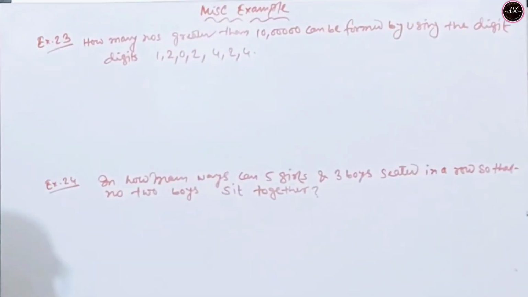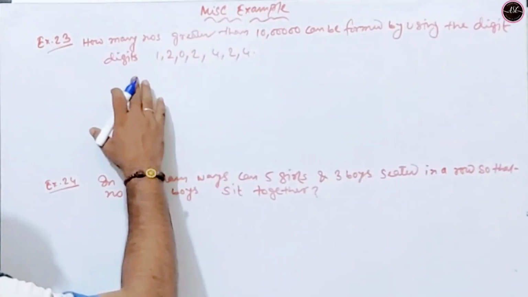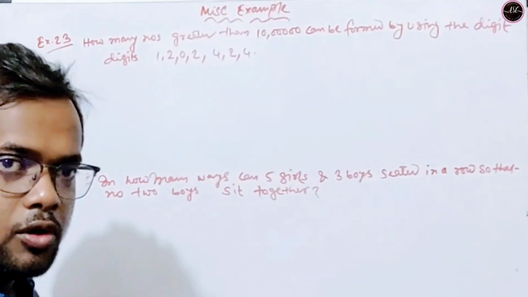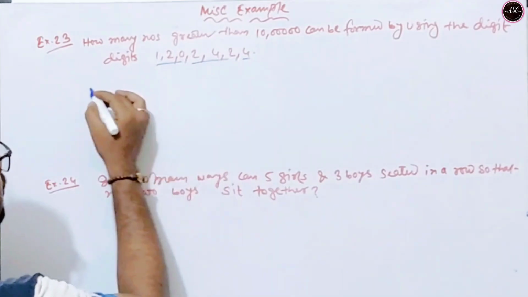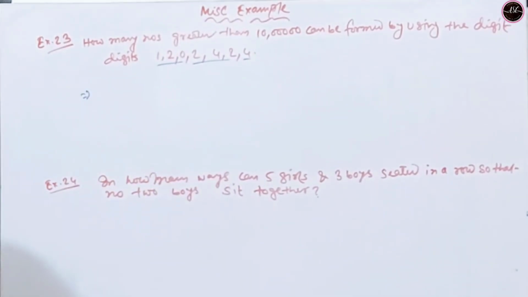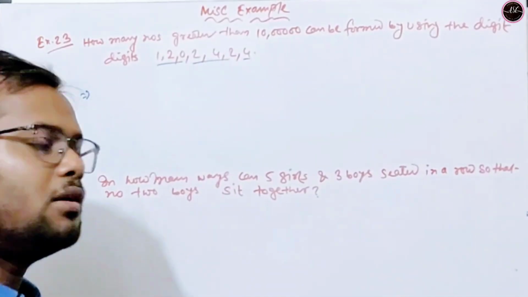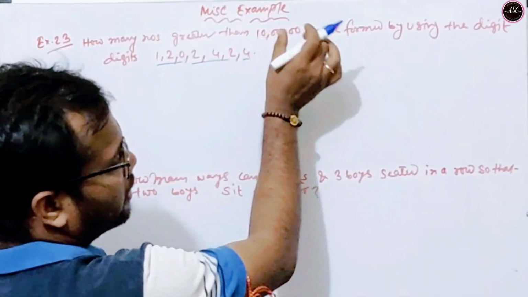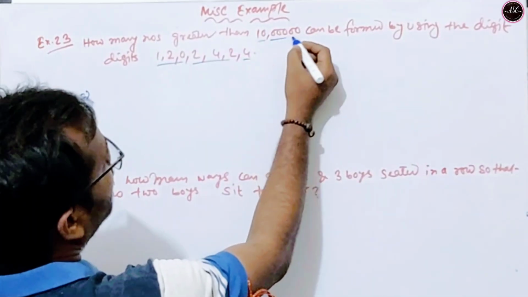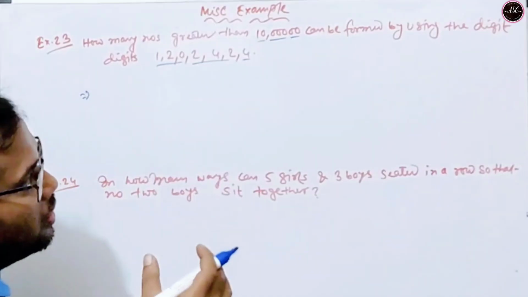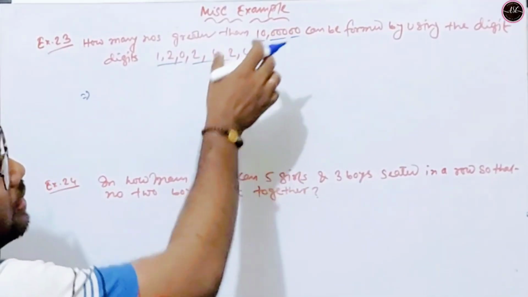Okay. Now look at this question. How many numbers greater than 10 lakhs can be formed using the digits 1, 2, 0, 2, 4, 2, 4? Okay, so just look here. Here the total digits are 7. So from the 7 digits, we are going to form the required numbers. Here 10 lakh is a number of 7 digits. So the numbers starting with 1, 2 or 4 will be greater than 10 lakh.